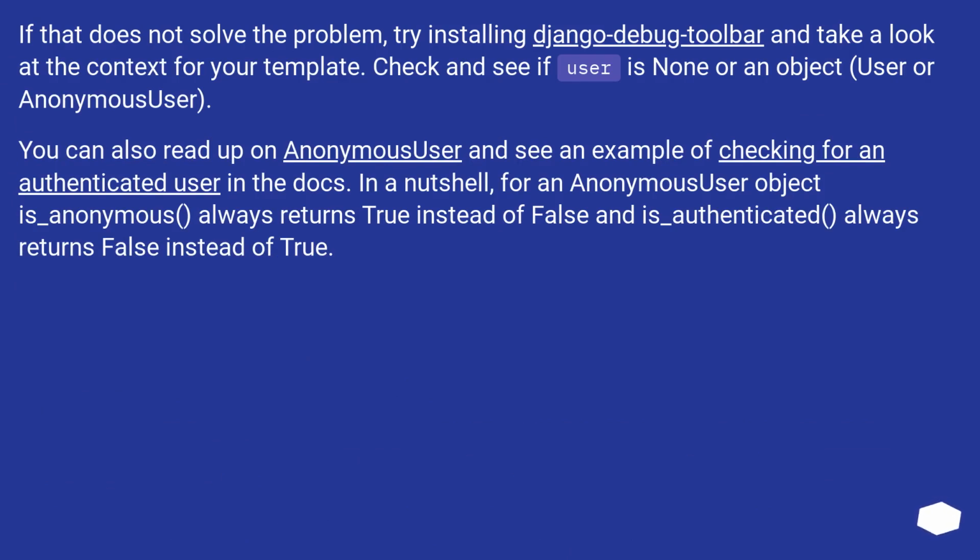If that does not solve the problem, try installing Django debug toolbar and take a look at the context for your template. Check and see if user is None or an object, user or anonymous user. You can also read up on AnonymousUser and see an example of checking for an authenticated user in the docs. In a nutshell, for an anonymous user, is_anonymous always returns true instead of false, and is_authenticated always returns false instead of true.